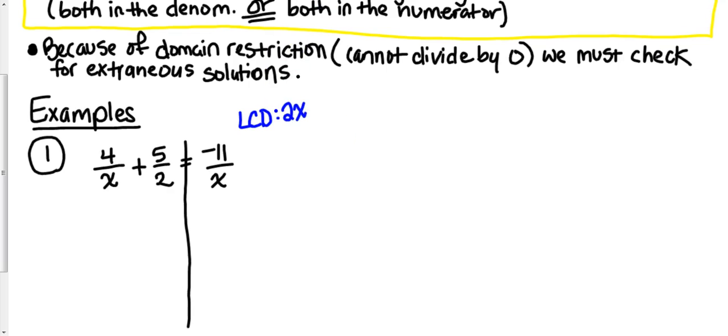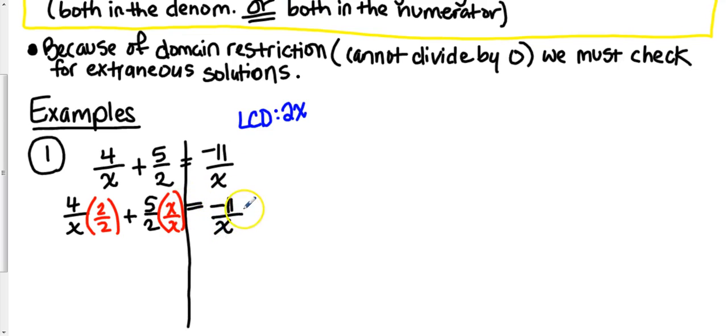And I would agree with you. So to accomplish that, we're going to take 4 over x and multiply that by 2 divided by 2. And we'll take 5 halves and multiply that by x divided by x. That will be equal to still negative 11 divided by x. Now that we have our common denominators, 4 times 2 is 8 plus 5x, all divided by 2x, still equal to negative 11 divided by x.